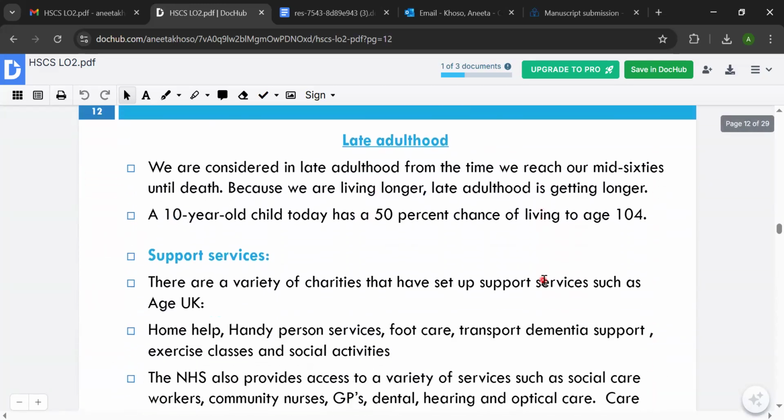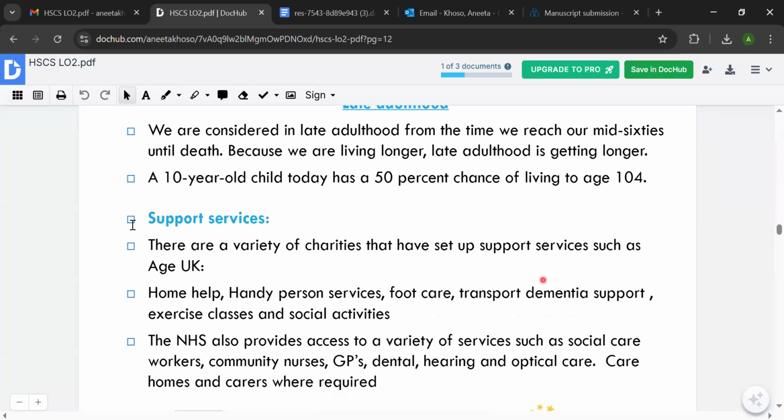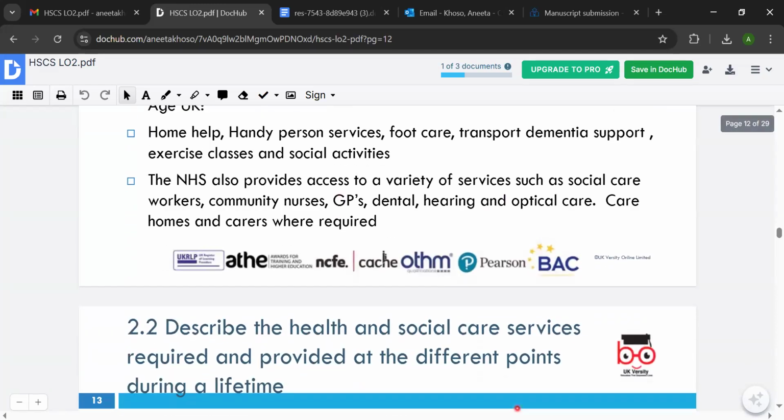We are considered in late adulthood from the time we reach our mid-60s until the time we die. Because we are living longer, late adulthood is getting longer now. A 10-year-old child today has a 50% chance of living to the age of 104. And then there's support services. You have home help, handy person services, foot care, transport, dementia support, exercise classes, and social activities going on. The NHS also provides access to a variety of services such as social care workers, community nurses, GPs, dentists, hearing and optical care. Care homes and carers are provided where required.